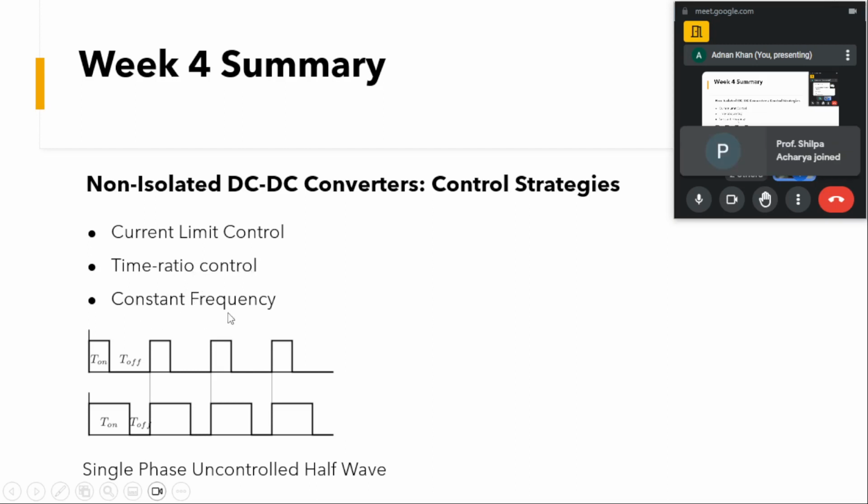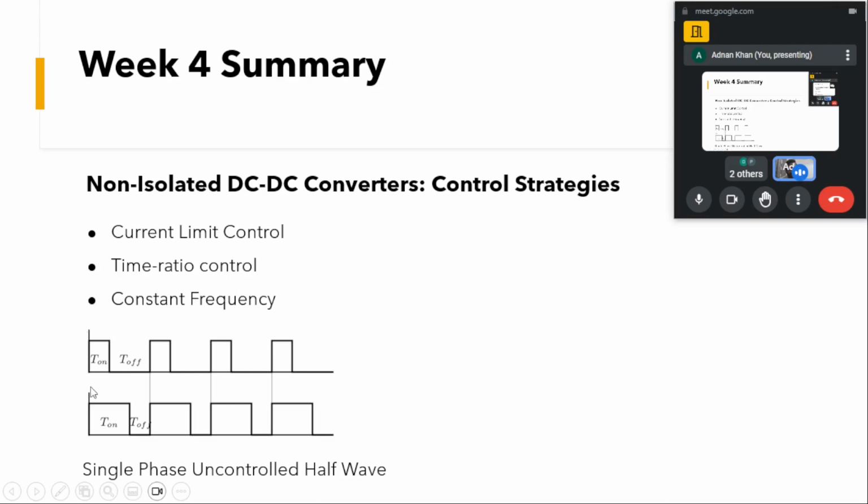I'll be talking about this constant frequency control. As the name suggests, it is a constant frequency. Here the switching frequency is kept constant.